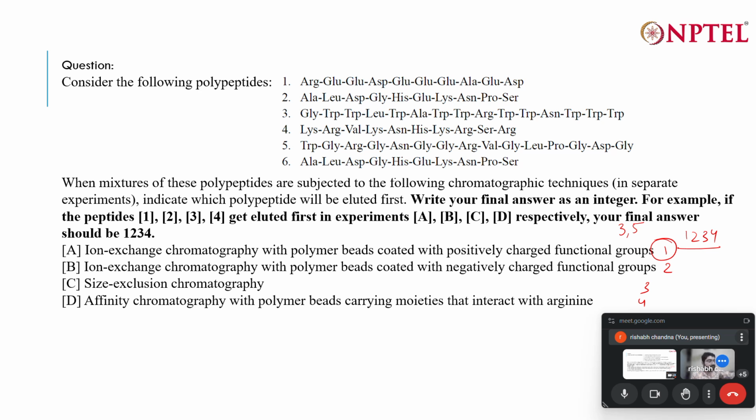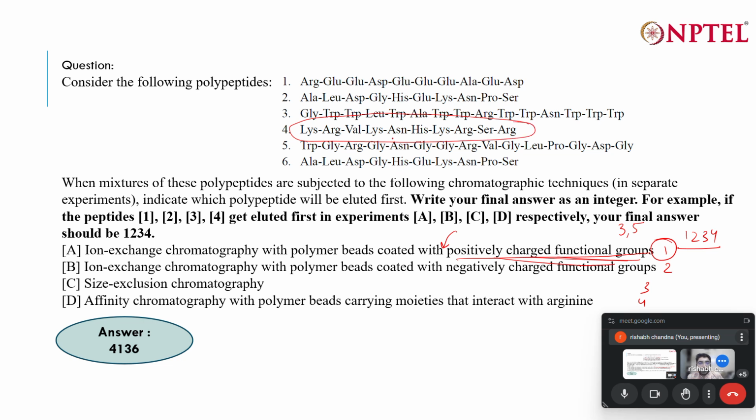Okay, let's discuss. So first is ion exchange chromatography with polymer beads coated with positively charged functional groups. So the correct answer is 4136. In case of the first option, when the positively charged functional group is there, that means the positively charged peptide chain would be attached to the polymer beads, right? So in that case, the most number of amino acids that have the positive charge are present in peptide number 4.